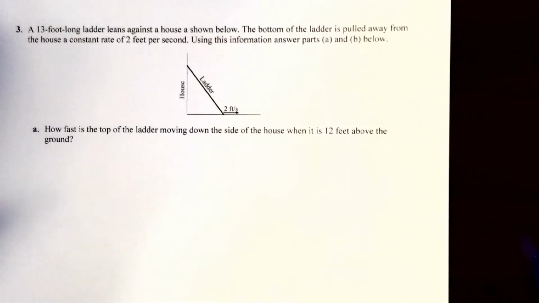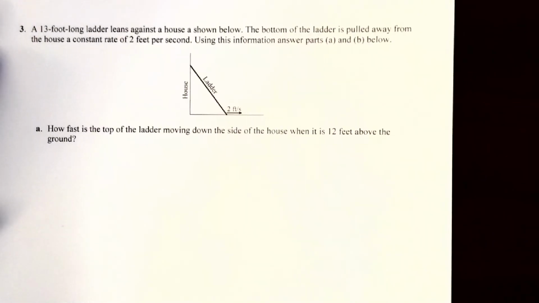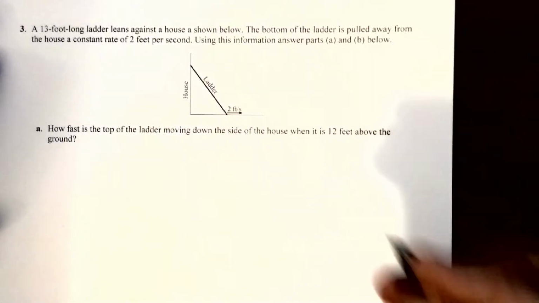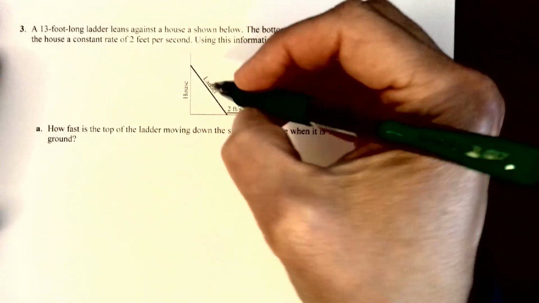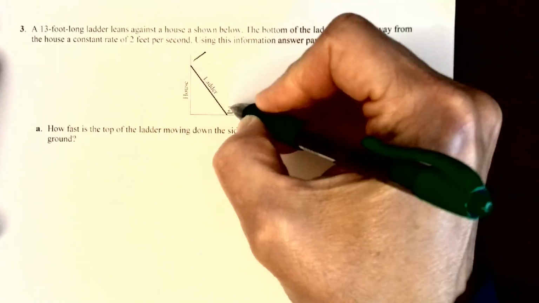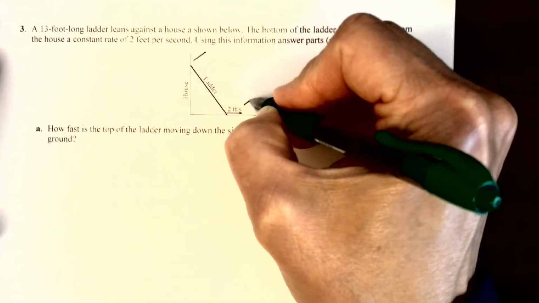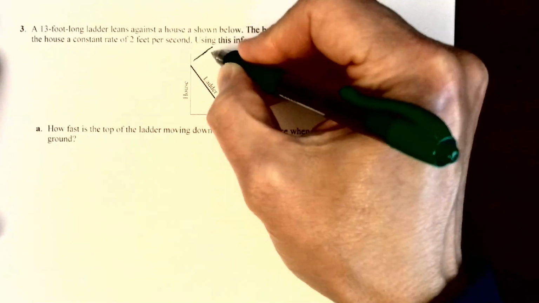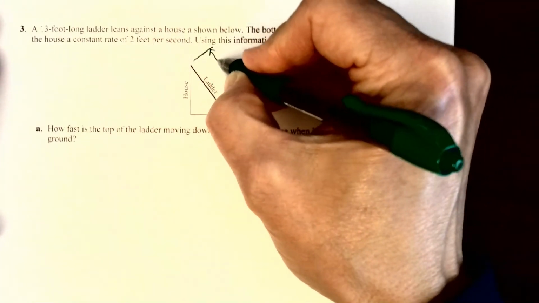Okay, I'm going to continue looking at some related rates examples. This time, a classic, yet a little silly example involving a ladder that's leaning against a house. It's 13 feet long, and here's the diagram showing the ladder. The important thing to realize here is the length of this ladder is not variable. The length of this ladder is fixed. It's not a collapsible ladder or anything.